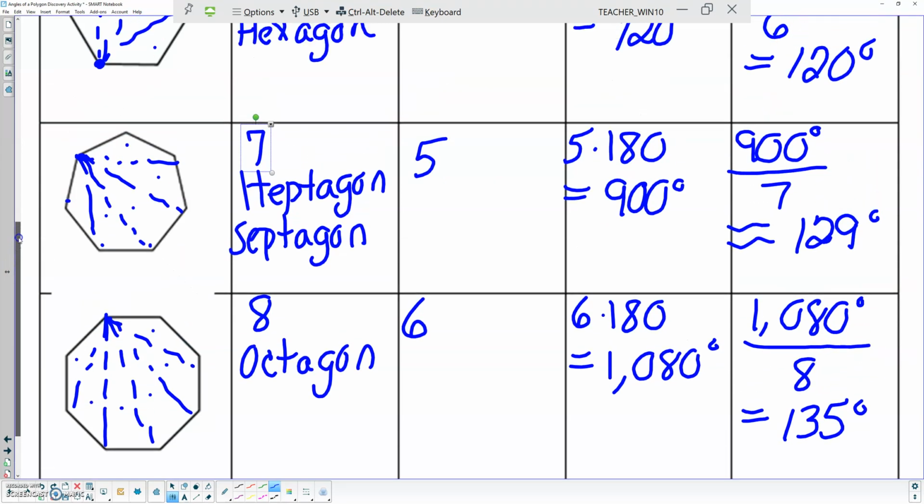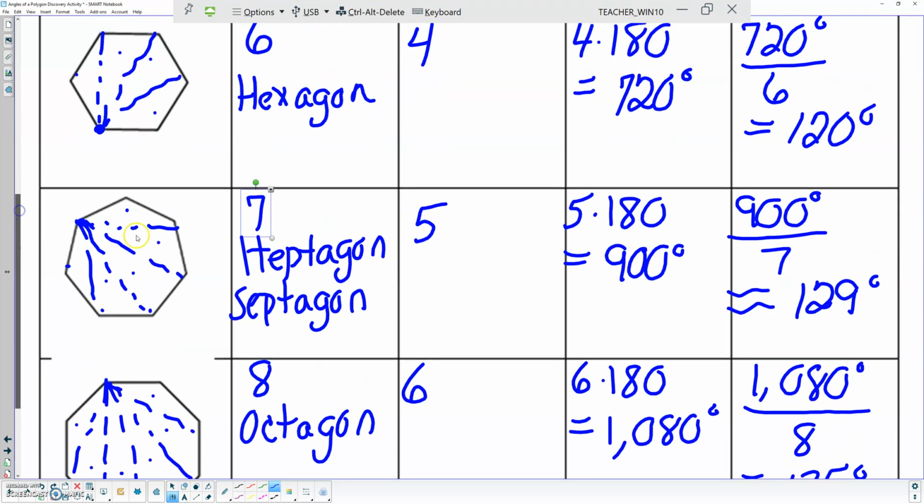There is a relationship between the number of sides and the number of triangles formed. Hopefully you recognize that if I subtract 2 from the number of sides, that gives us the number of triangles formed. An octagon had 8 sides, it has 6 triangles. A septagon had 7 sides, it has 5 triangles. A hexagon has 6 sides, it has 4 triangles, and so on.